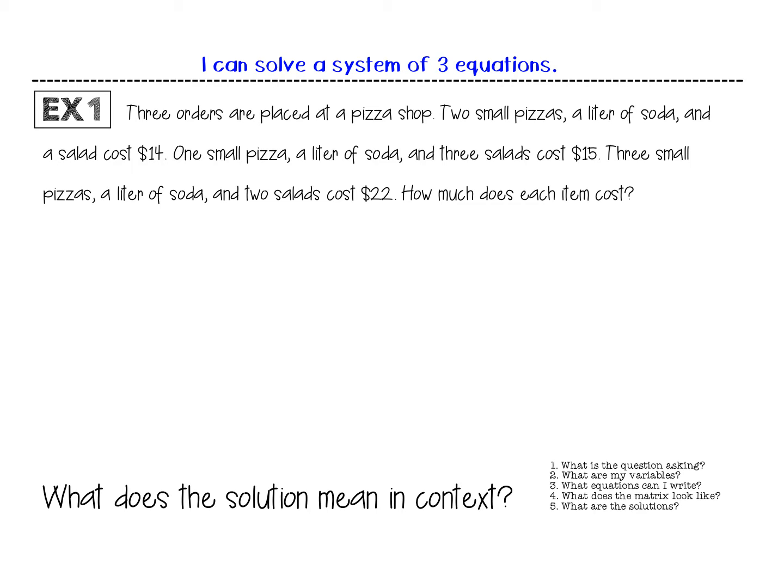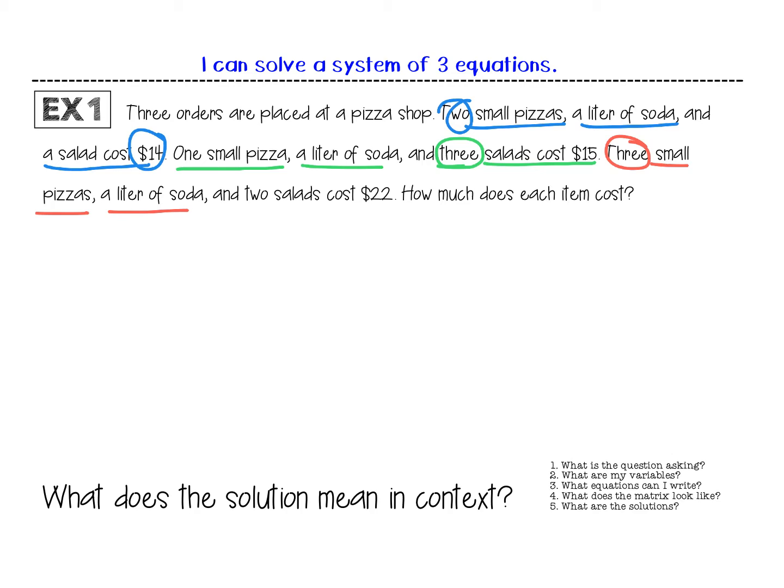Alright, so here is my first problem. I'm always going to mark up my text and pick out my important information. So I know that 3 orders are placed at a pizza shop. 2 small pizzas, a liter of soda, and a salad cost $14. I also know that 1 small pizza, a liter of soda, and 3 salads cost $15. And then 3 small pizzas, a liter of soda, and 2 salads cost $22. And my question is asking, how much does each item cost?